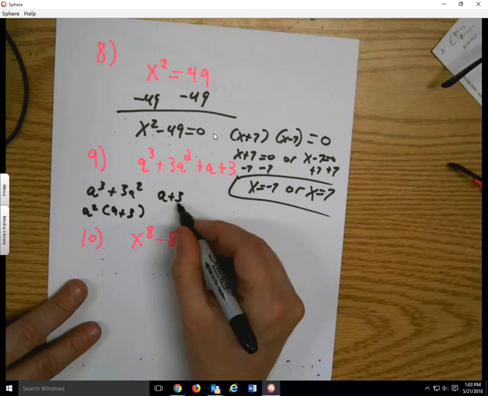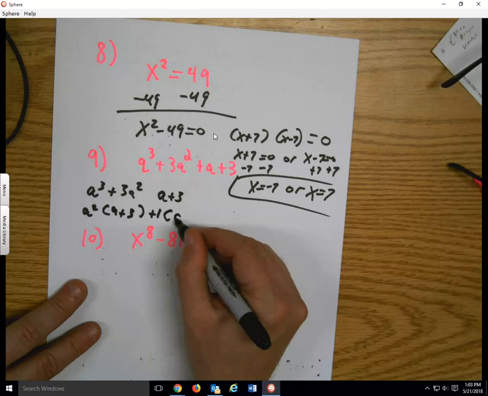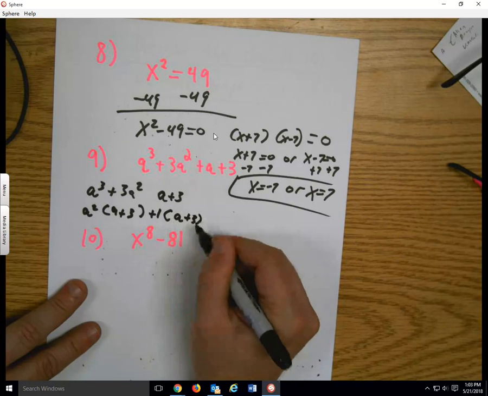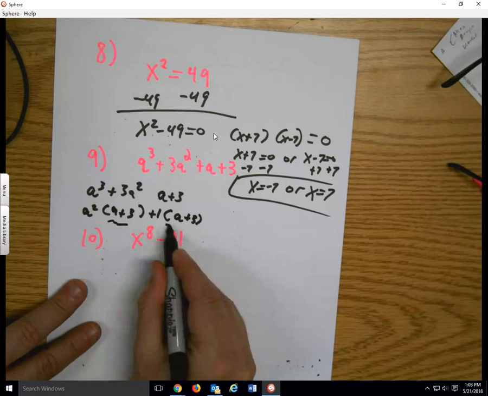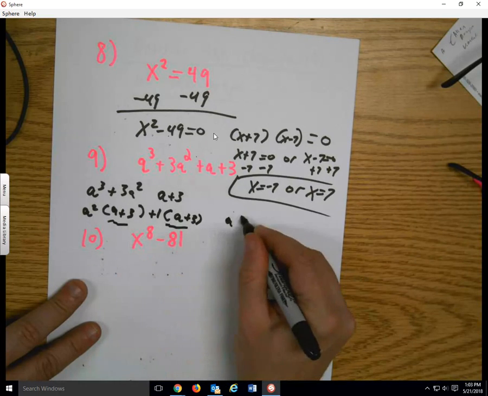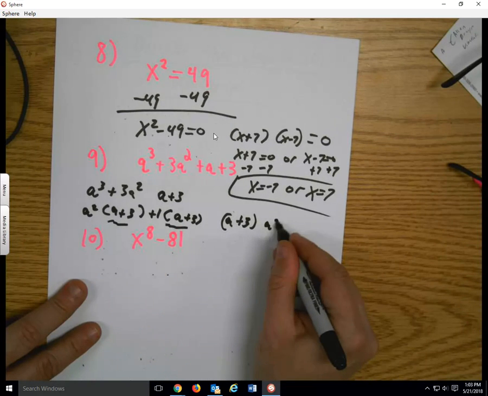And then there's not a GCF here. When that happens, it's okay to take out a 1. So you still have an a plus 3. A plus 3 is this new GCF, greatest common factor. So a plus 3 goes together, and what's left is a squared plus 1.